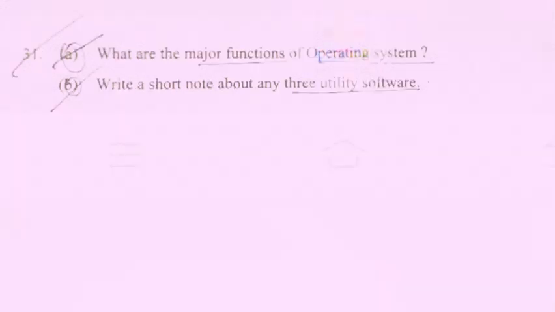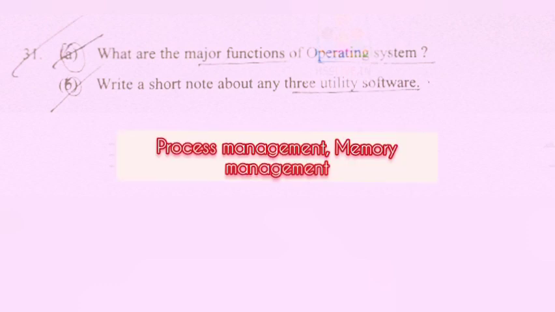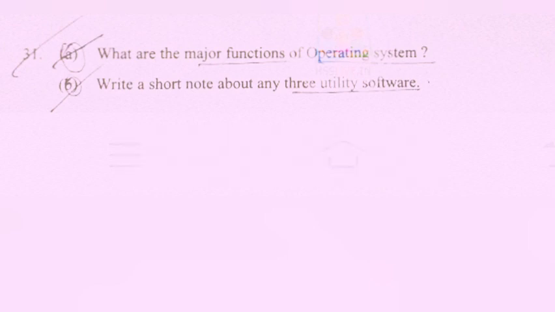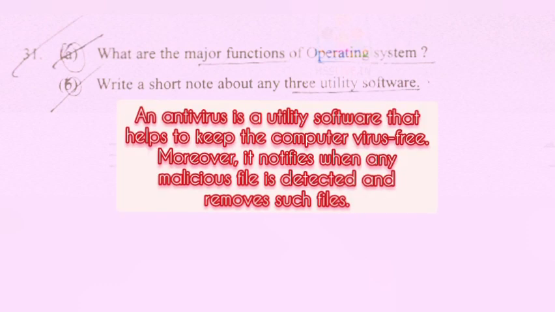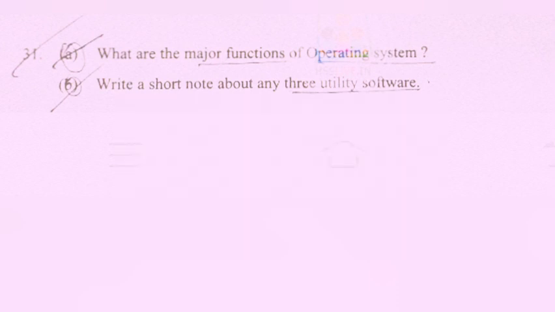31. A. What are the major functions of operating systems? Answer: functions of operating systems are process management, memory management, file management and device management. B. Write a short note about any three utility software. Answer: 1. Antivirus. An antivirus is a utility software that helps to keep the computer virus free. Moreover, it notifies when any malicious file is detected and removes such files.